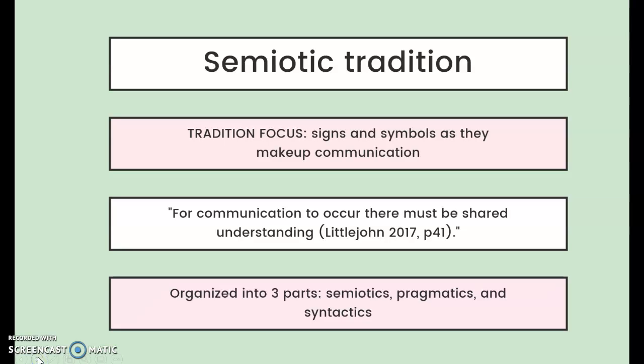Lastly, but not least, we have semiotic tradition. The semiotic tradition focuses on signs as being the key to understanding communication. It utilizes symbols to represent objects, feelings, conditions, and more outside of ourself. This theory is also organized into 3 parts: semiotics, pragmatics, and syntactics.